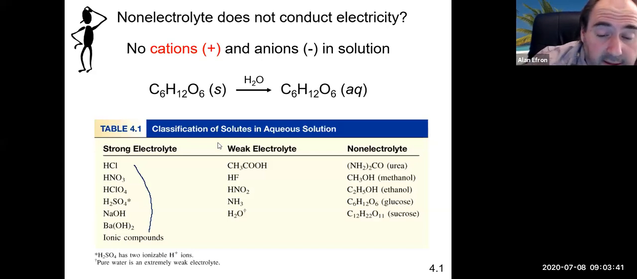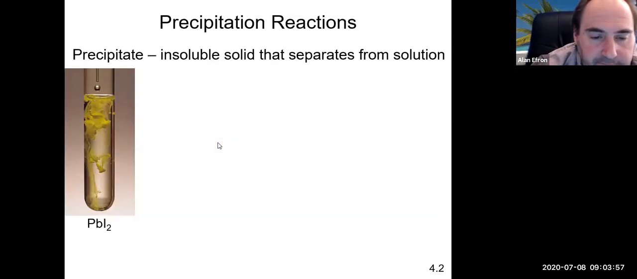On the right-hand side there are some non-electrolytes. And you can see most of those are all carbons, hydrogens, some nitrogens, so all non-metals together, covalently bonded, no ions being produced. All right, any questions on electrolytes?